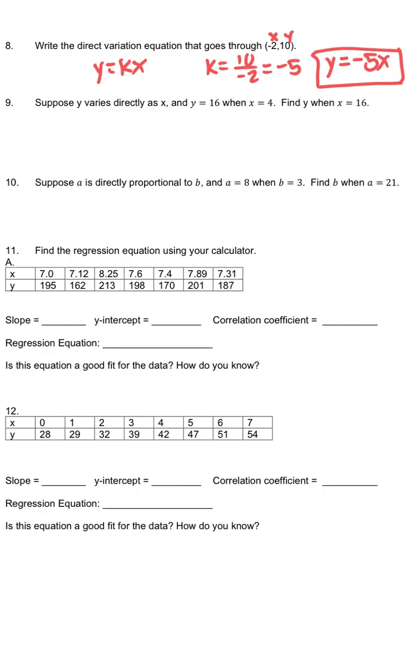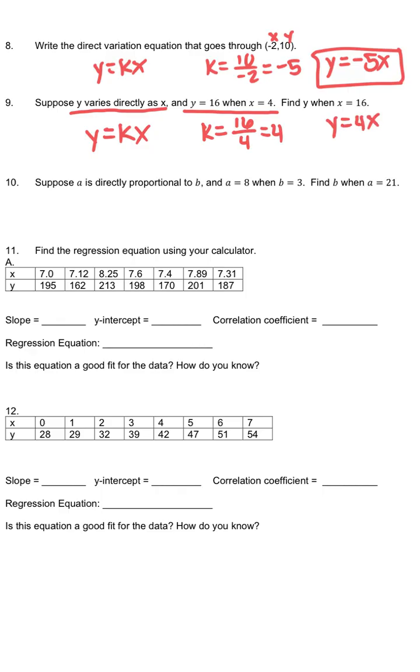Number 9, suppose y varies directly as x. Remember, those are keywords to know that we are going to use direct variation. And we have y equals 16 and x equals 4. So let's find our k. Y over x, that's 16 over 4. So our k equals 4. So we have y equals 4x.